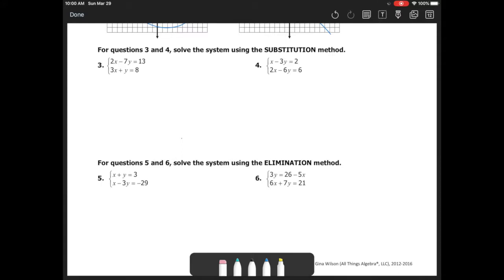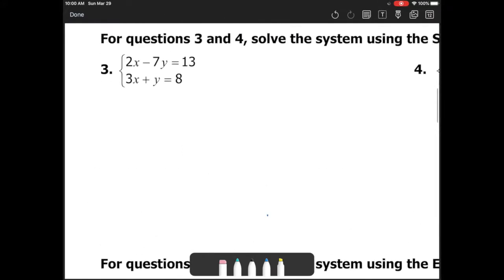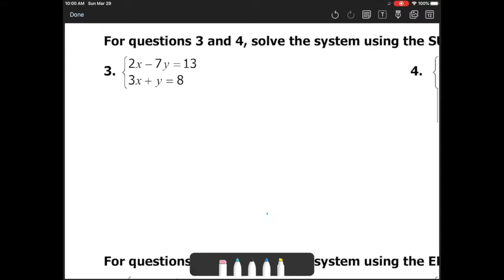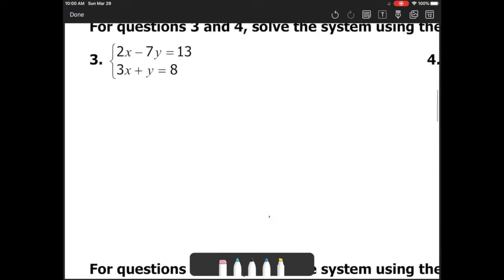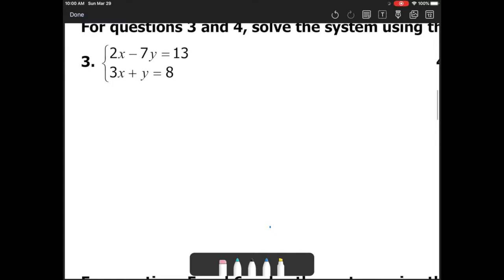So let me zoom in so I have lots of space to write here. Questions 3 and 4 say to use the substitution method. So if you remember for substitution, what we need to do is look at the 2 equations, solve one of them for either x or y, whatever is easier. Take that answer and substitute it into the other problem to find out what the other variable is. Then take that solution and go back to the initial problem.